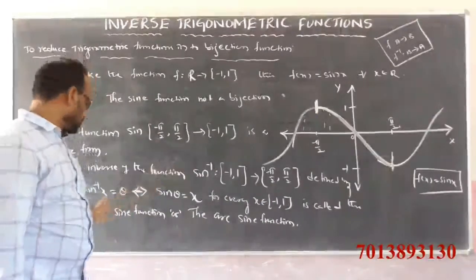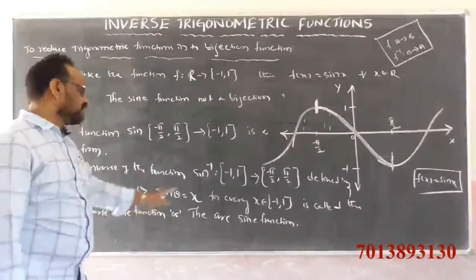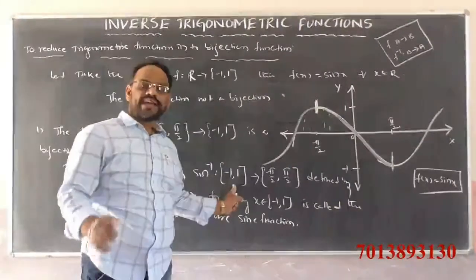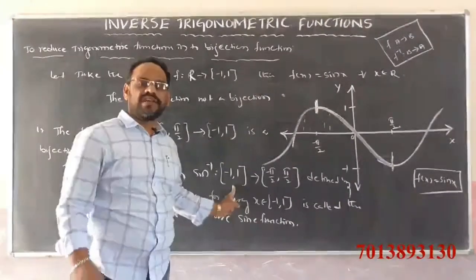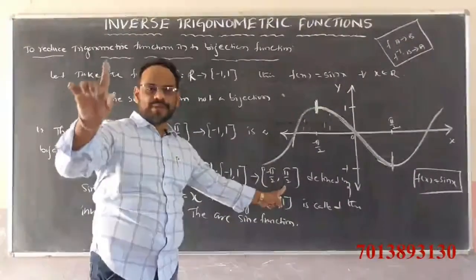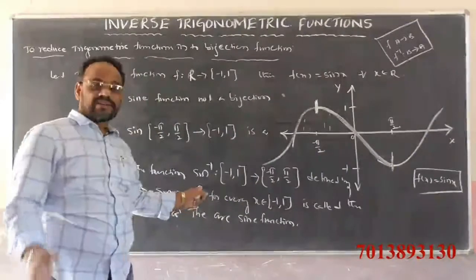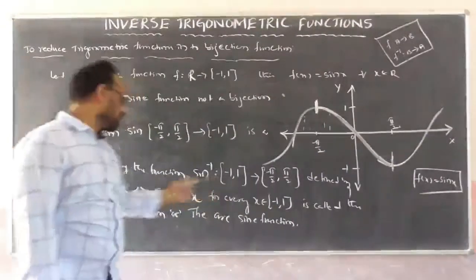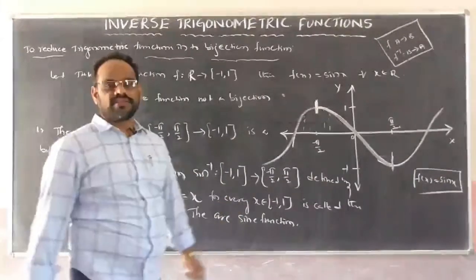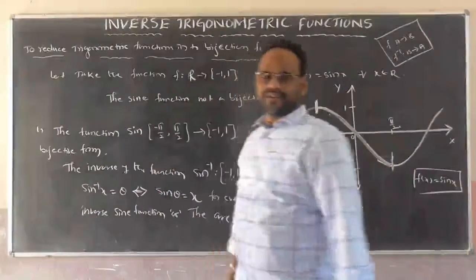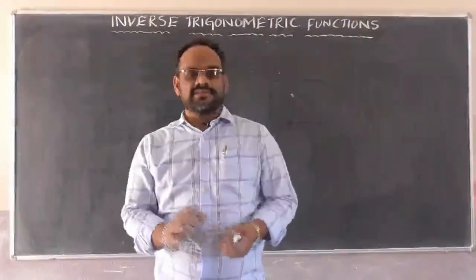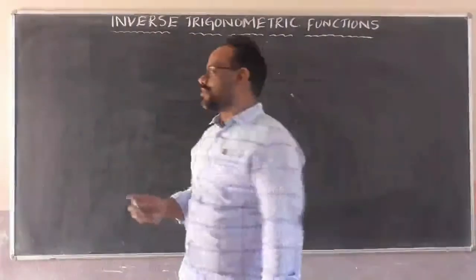It is denoted by sine inverse x equals theta, implied by sine theta equals x. That means x belongs to the closed interval minus 1 to plus 1, and there exists a unique value of theta belonging to the closed interval minus pi by 2 to plus pi by 2. Then only the sine function has an inverse function. So this is called the inverse of the sine function, or the arc sine function. That is the sine function.